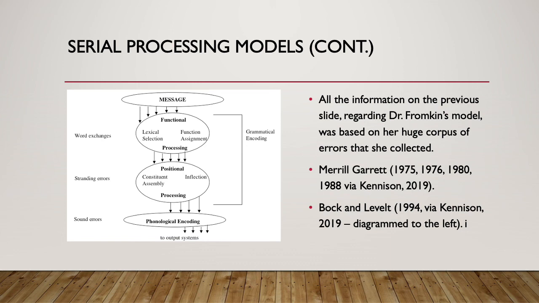The third and final serial processing model is Bock and Levelt's, which is pictured above. Taking inspiration from Garrett's model of processing, these two models ended up being extremely similar. One place where they differ, however, is that Bock and Levelt explain in much more depth the processing that goes on in language formation, specifically in the functional stage and the positional stage. These models seem complex and convoluted, so if they're a little intimidating or hard to understand at first, that's totally okay, because they are complex. Don't worry if you don't exactly get it yet.